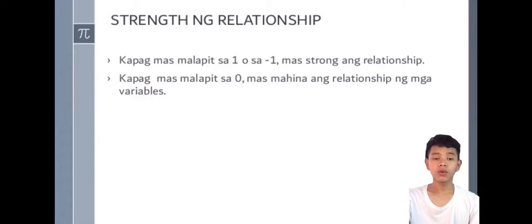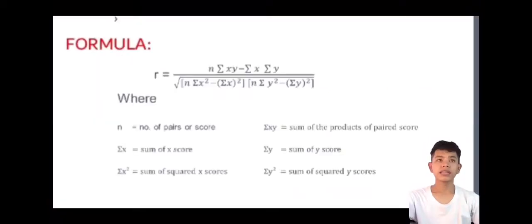So may tinatawag tayong strength ng relationship. So kapag mas malapit sa 1 o negative 1, mas strong ang relationship. So kapag mas malapit sa 0, mas mahina ang relationship ng mga variables. Okay, so these are the formulas that we are going to use.